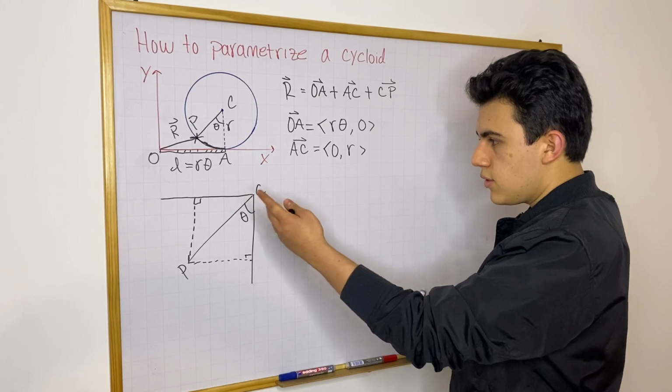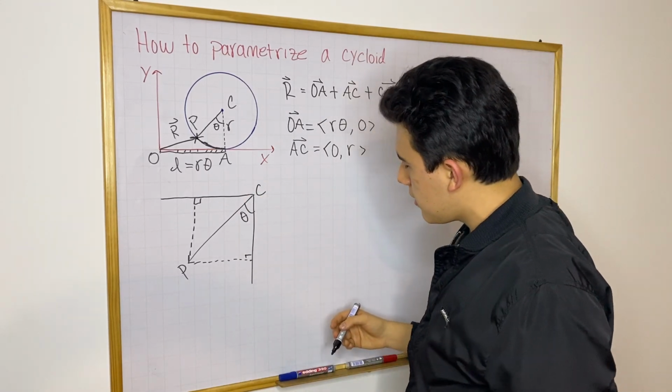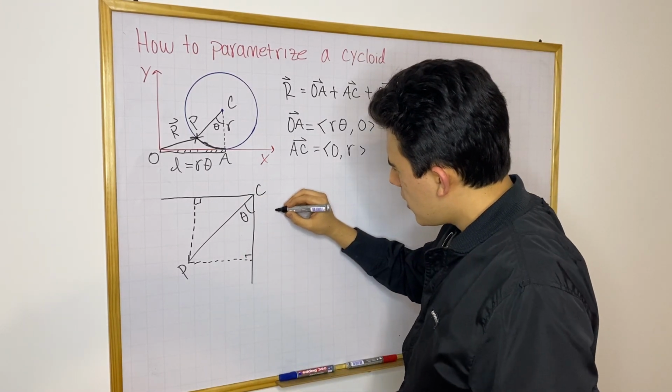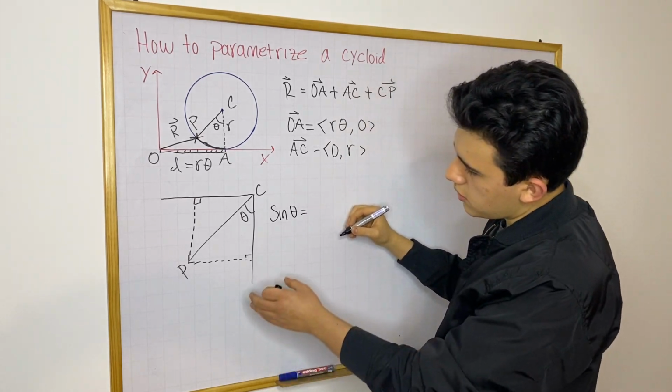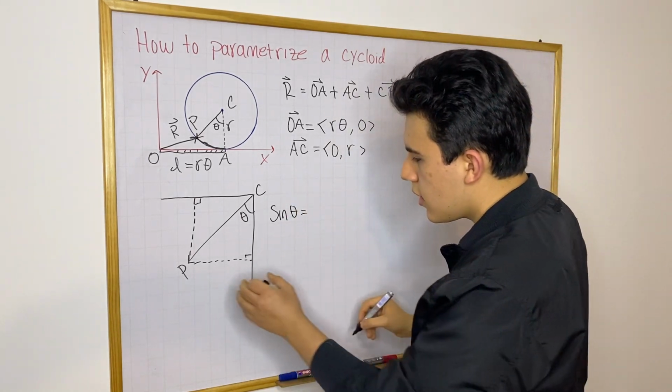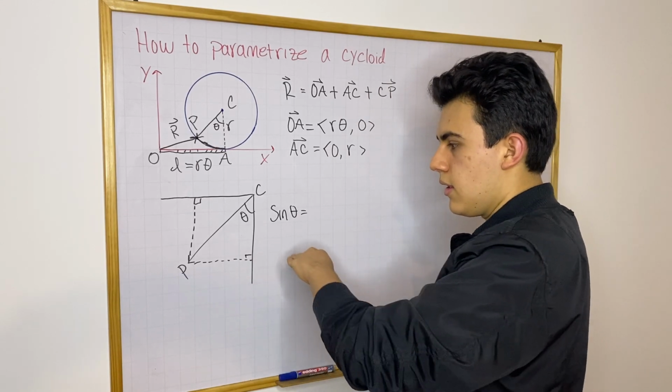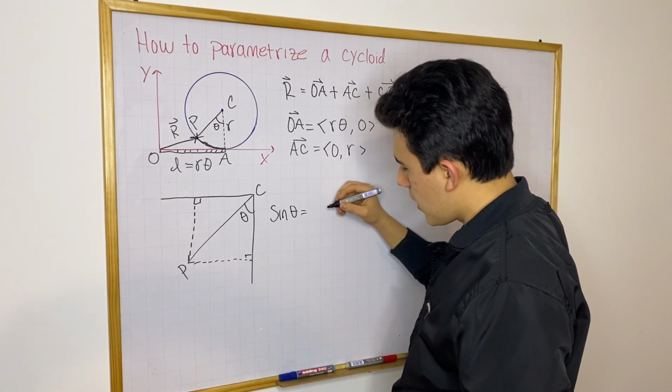So then we can just use a couple of trigonometric identities here to find this magnitude. So I'm going to do the following. I'm going to say that sine theta is going to be equal to the opposite over the hypotenuse. Now this opposite is going to be the horizontal component, okay?